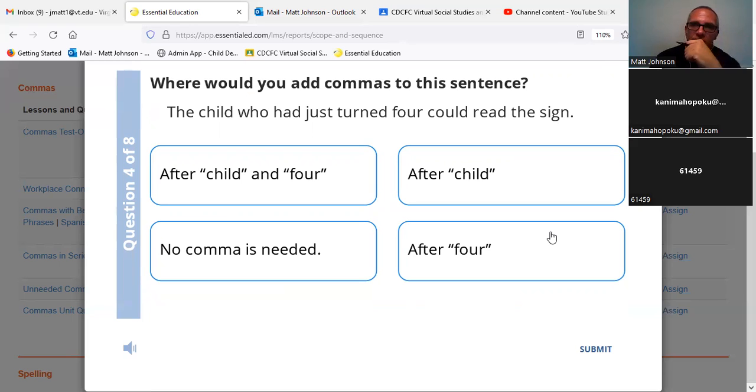I still have a complete idea. It doesn't necessarily change, but here, yeah, it's after child: the child, comma, who had just turned 4, comma, could read the sign. So we have a complete sentence, the child could read the sign, right? And we do not have a complete sentence in what we just said, who had just turned 4. So that is our non-essential phrase, or inessential phrase there.